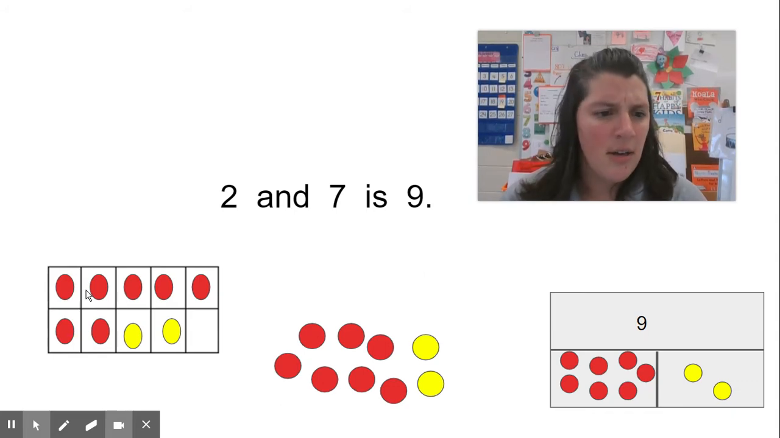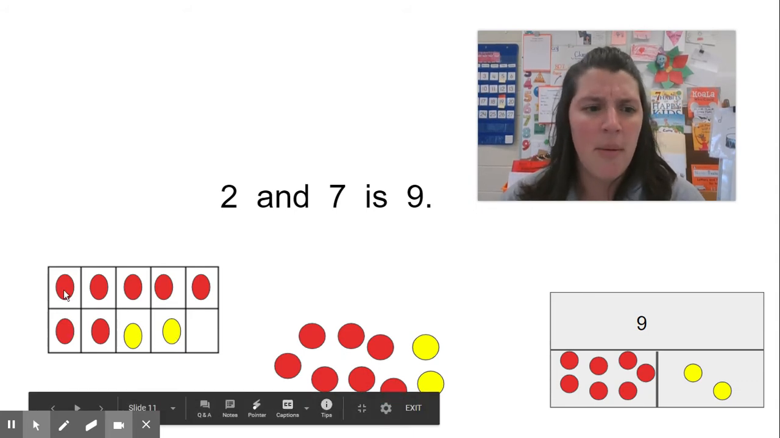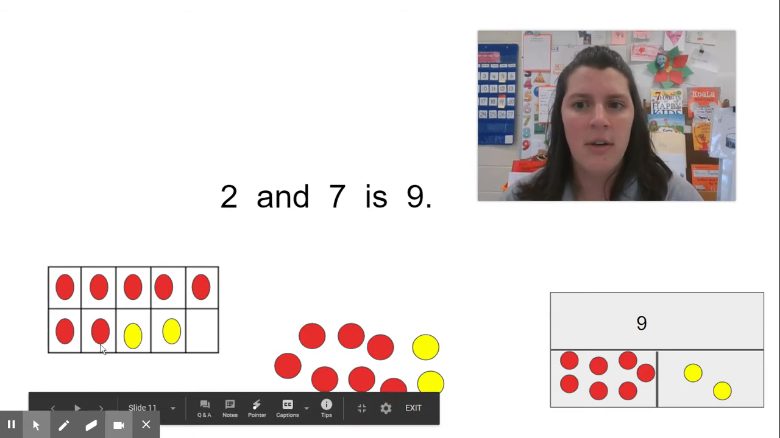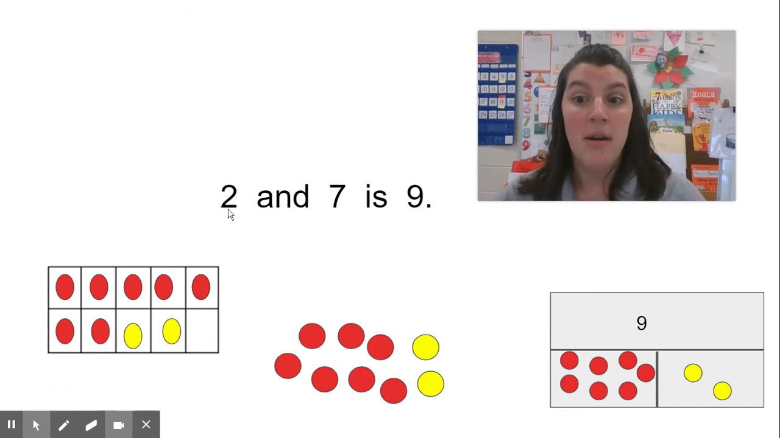Let's check. Here we had our 10 frame. I'm going to count them. 1, 2, 3, 4, 5, 6, 7. There are 7 red. Let me keep going. 8, 9. So there are 9 dots on that 10 frame. 7 are red and 2 are yellow. In the math sentence, we see the numbers 2 and 7 is 9. So that means, again, there's a 2 and a 7, and we're putting it together to get the number 9. There were 9 here. There's 9 there.